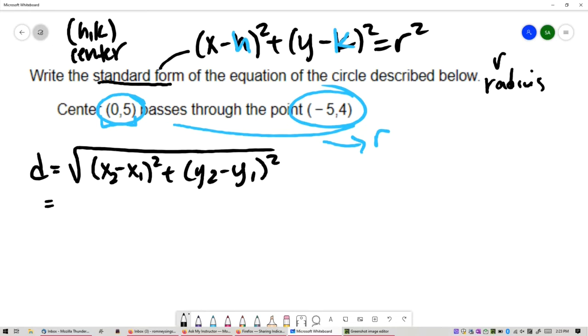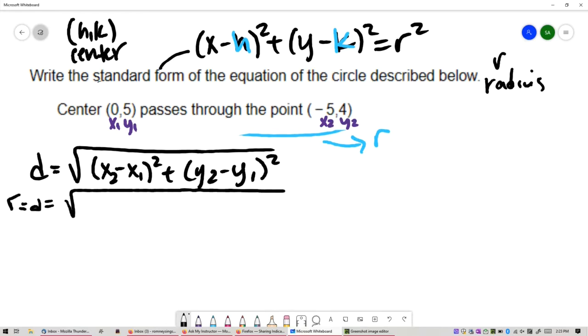We're going to substitute the (0, 5). I'm going to label these. It doesn't matter which one you choose, but I'm going to let one of them be x1, y1, and the other be x2, y2. We're going to substitute them into the distance formula, and that will give us the distance, which is the radius. So x2 first: x2 is negative 5, minus x1 is 0. y2 is 4, minus 5, which is y1, squared.